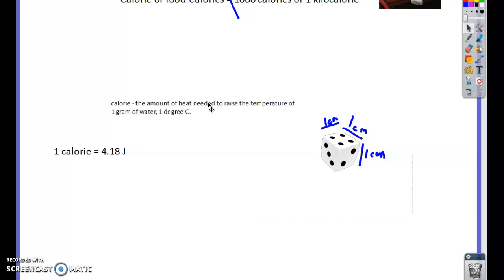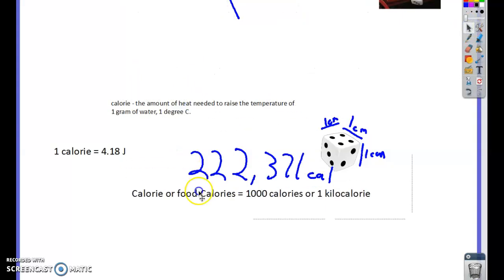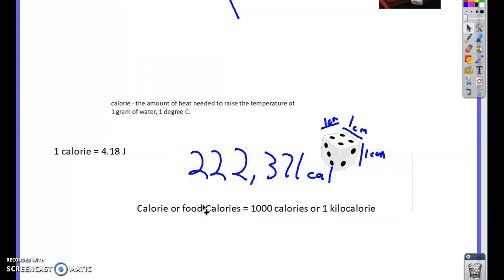Now the problem is we also use heat to measure things like calories in food. When you look on the side of a package, it says there's so many calories. Well, the problem was when we use this kind of calorie, one candy bar, for example, might have 222,371 calories. Counting calories is hard enough, but with big numbers like that, it's almost impossible. And so they said, hey, let's just make a different type of calorie for food, because it's going to be a lot more energy than some of these other measurements we're doing. And so they came up with what we call a food calorie.